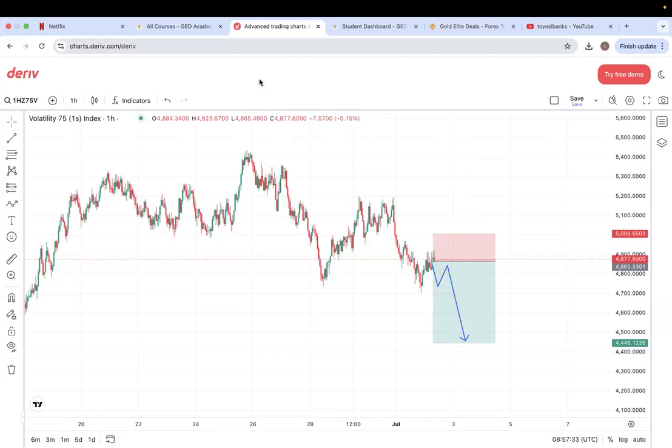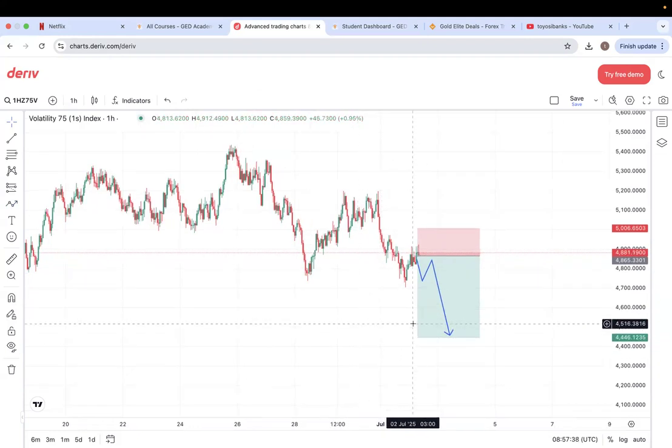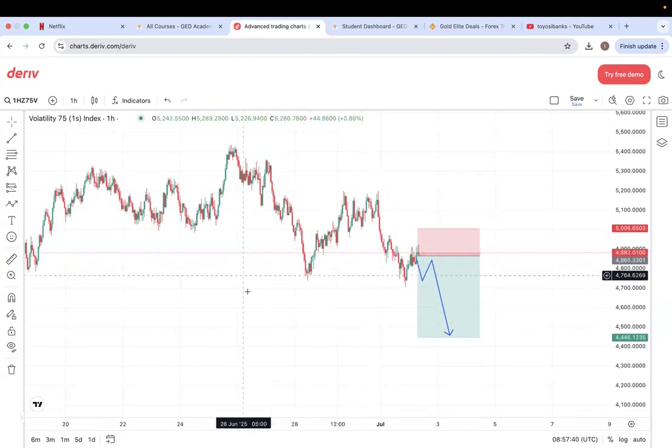No, this is Deriv. This is TradingView for Deriv. So this is another sell for volatility 75-1s. I hope with this you guys are understanding the nitty-gritty of what we're looking at for this week.